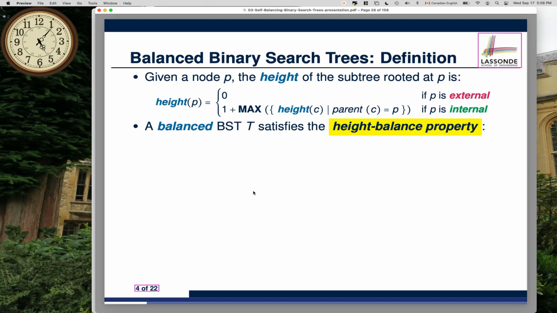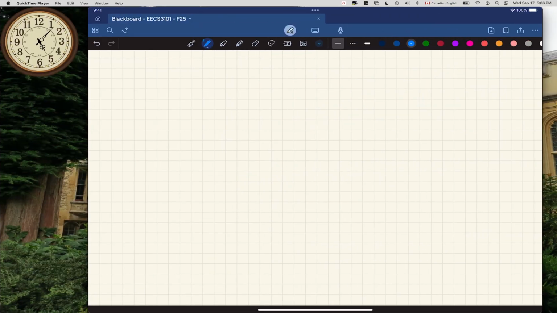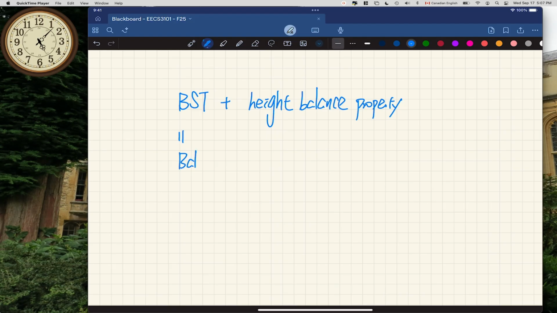So a binary search tree will be called balanced. Let me just write it down here. So when you say a binary search tree, plus the height balance property, that is going to give you a balanced binary search tree. And this one here, let's just take a look and take some notes together.